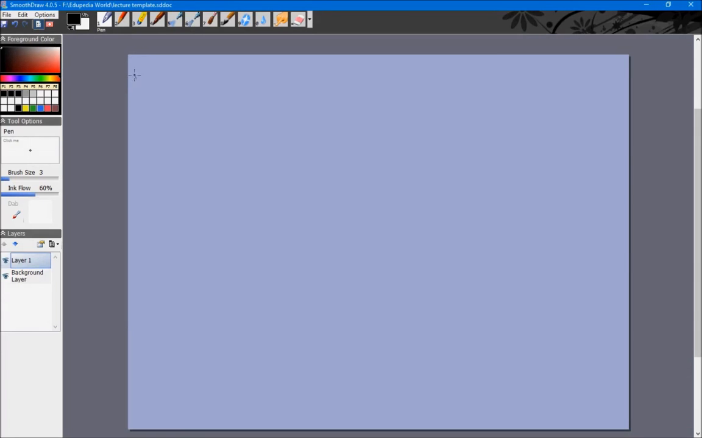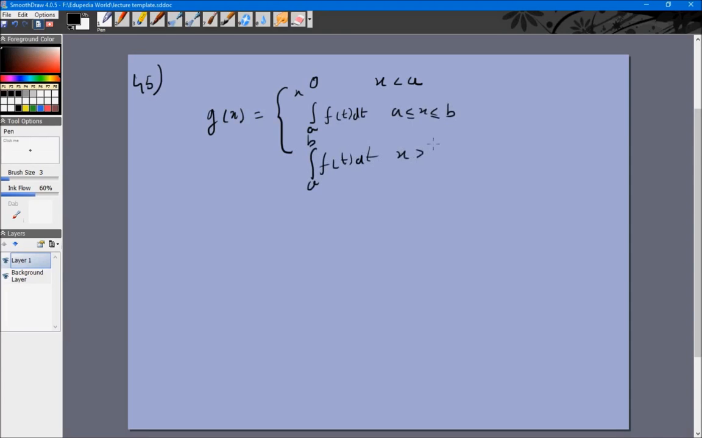Question 45. You have f from a comma b to 1 to infinity being a continuous function, and g x is given to be 0 if x is less than a, integral a to x f of t dt for a less than or equal to x less than or equal to b, and integral a to b f of t dt for x greater than b.